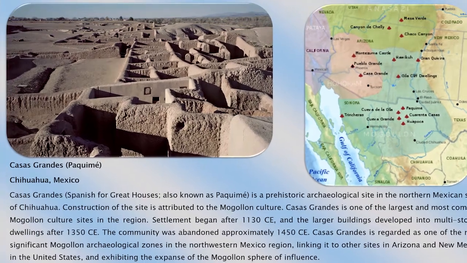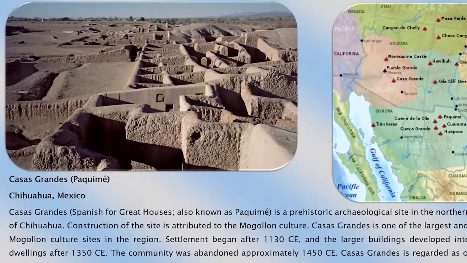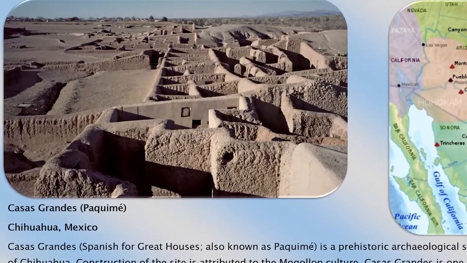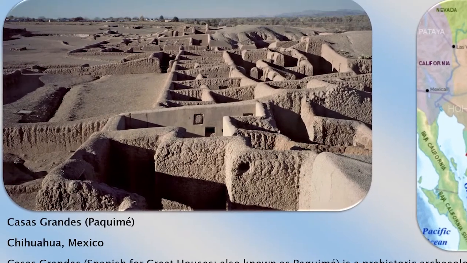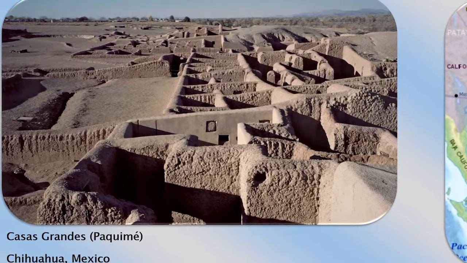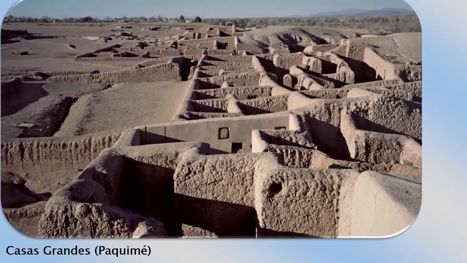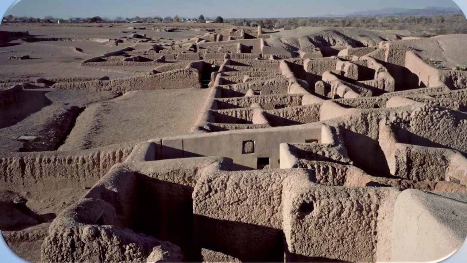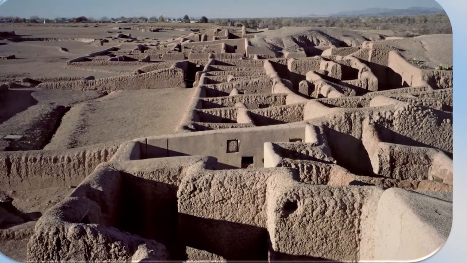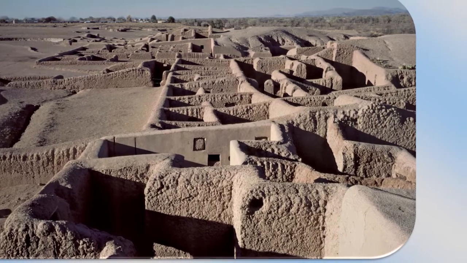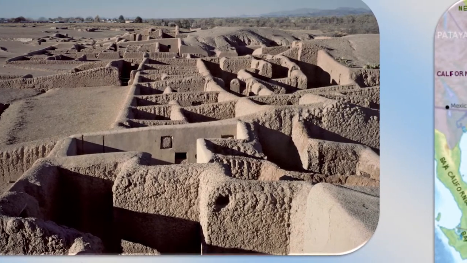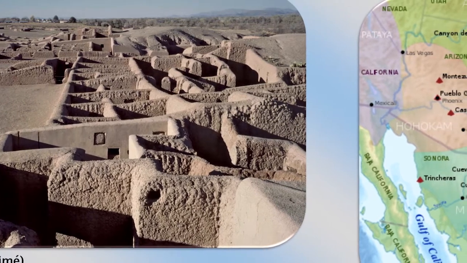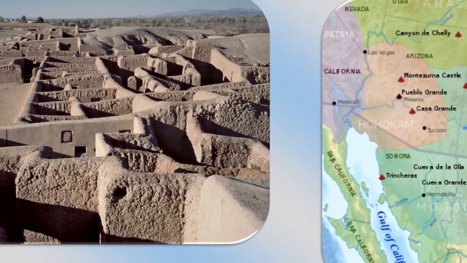Casas Grandes, which is Spanish for great houses, also known as Paquime, is a prehistoric archaeological site in the northern Mexican state of Chihuahua. Construction of the site is attributed to the Mogollon culture, and Casas Grandes is one of the largest and most complex Mogollon culture sites in the region. Settlement began after 1130 CE, and the larger buildings developed into multi-story dwellings after 1350 CE. The community was abandoned approximately 1450 CE.